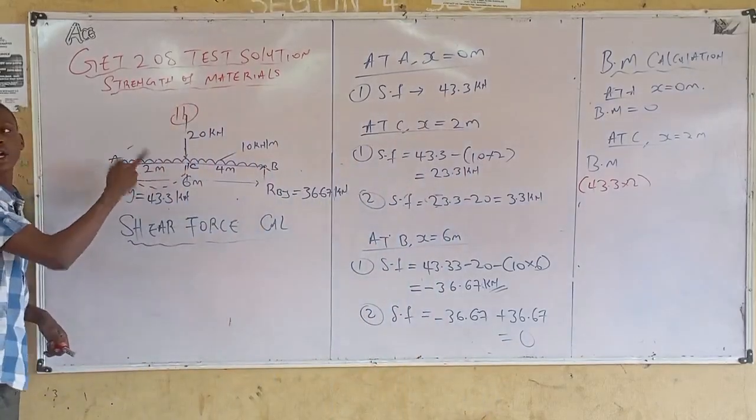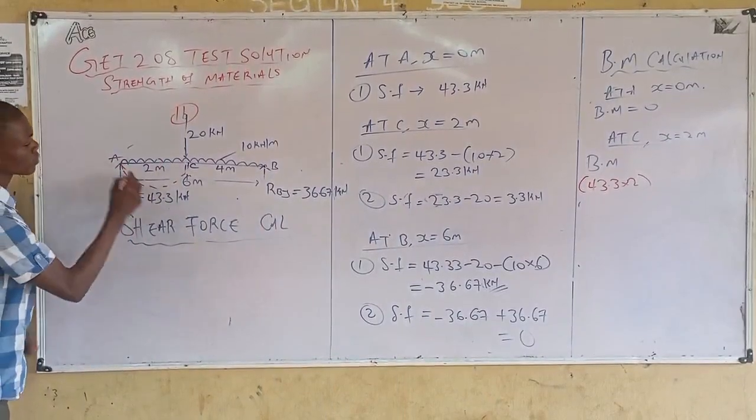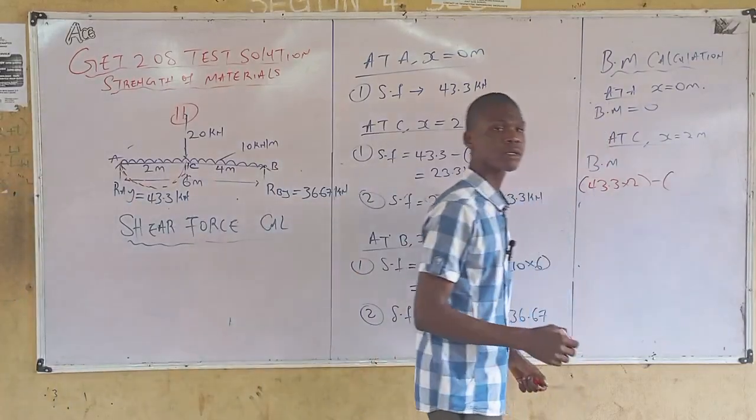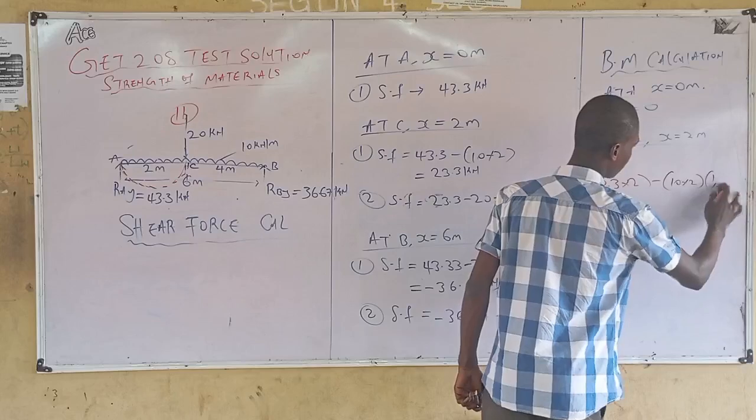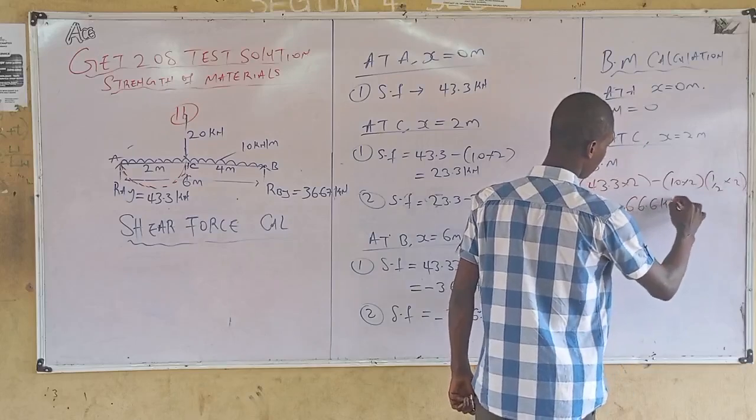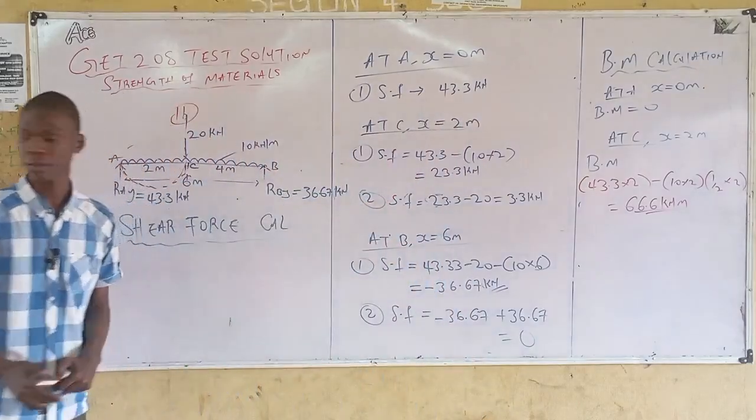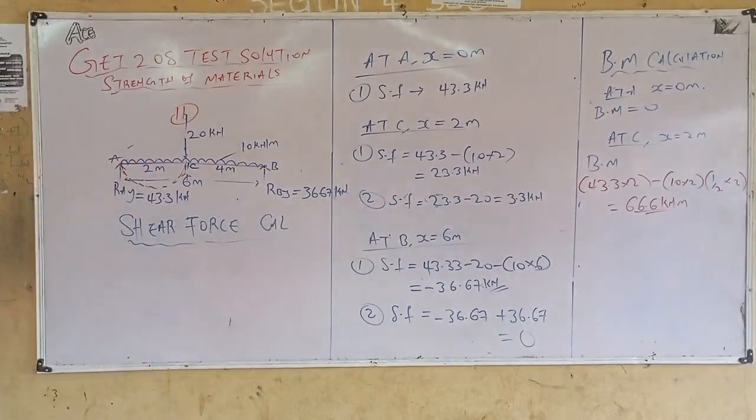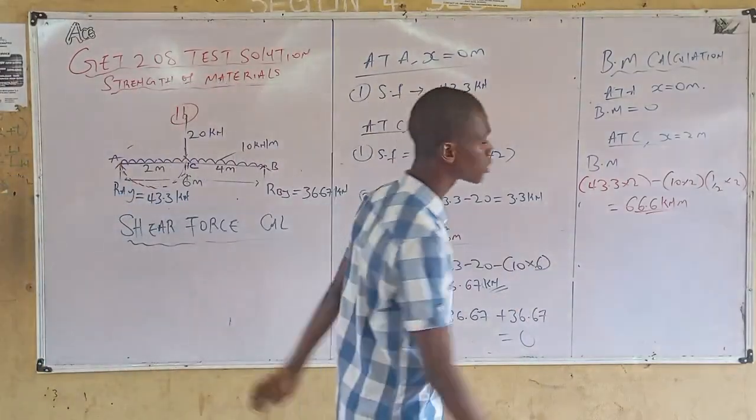The next one is this UDL. In what direction is this UDL going? Anticlockwise. It is going like this, you are tipping it like this. Anticlockwise, negative. What will be the force? 10 times 2. What will be the distance? Let's get the value. Confirm. 66.6 kilonewton meter. Yes, force times distance, kilonewton meter.